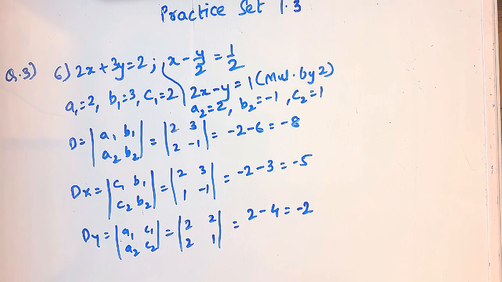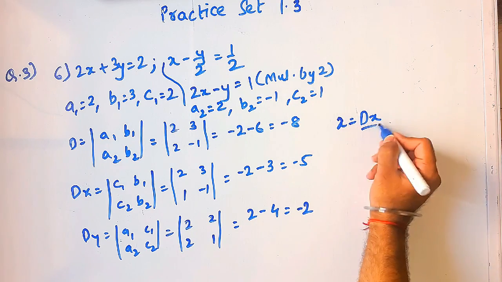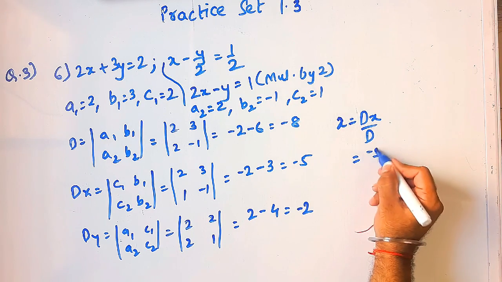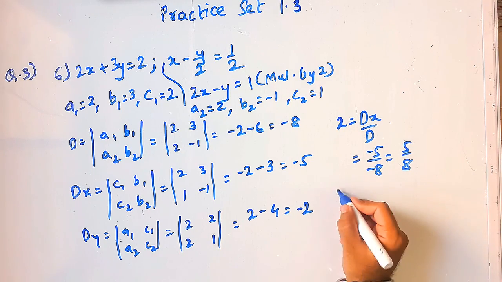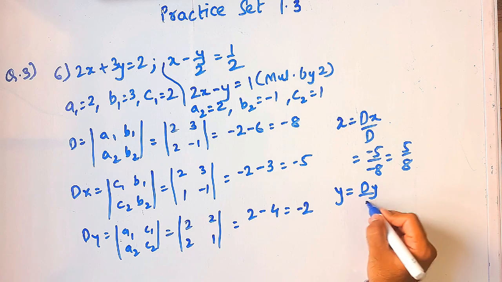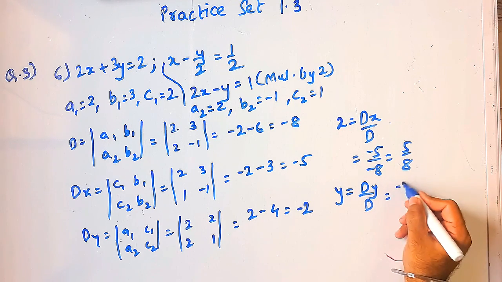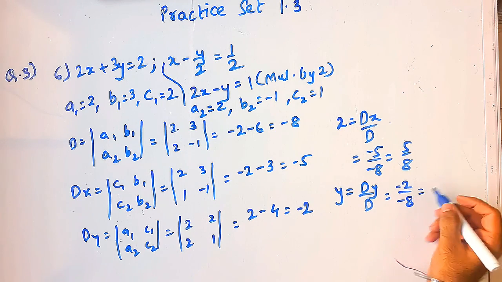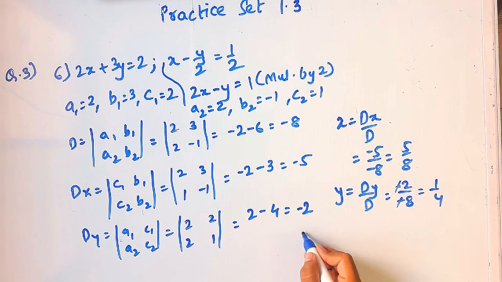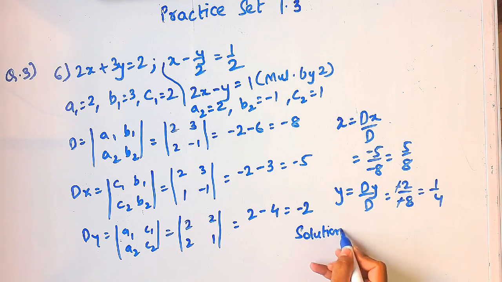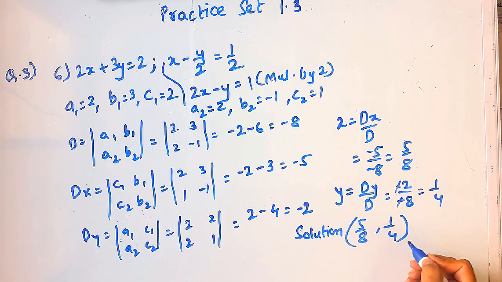Now I'll write what is x. X is Dx by D. Dx is minus 5 upon minus 8. That will become 5 by 8. And what is y? Y is Dy by D. Dy is minus 2 upon minus 8. So it will be 1 upon 4. Minus minus will get cancelled. 2 ones are 2, 4 twos are 8. So your solution is 5 by 8 and this is 1 by 4.